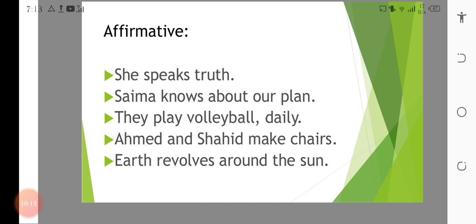They play volleyball daily. They is not a singular subject. They is a group of the people about whom I am talking. They play volleyball daily. So with play, we will never put S, ES or IES. My students, focus on these points. This is a very important point. We all know that we think that we are very good in the tenses.